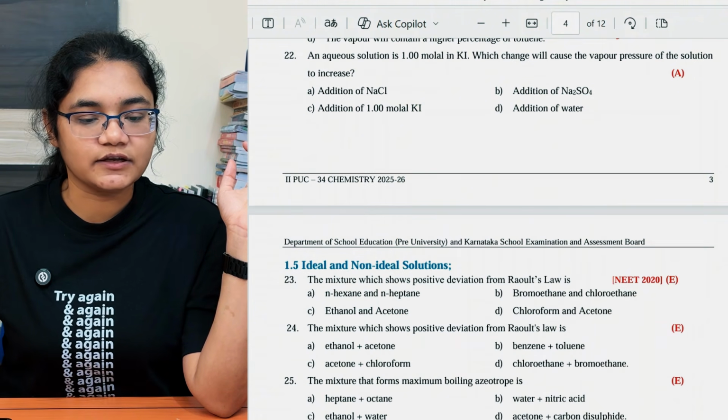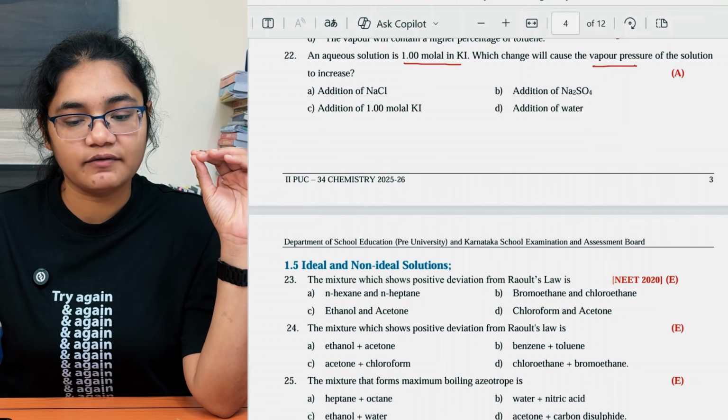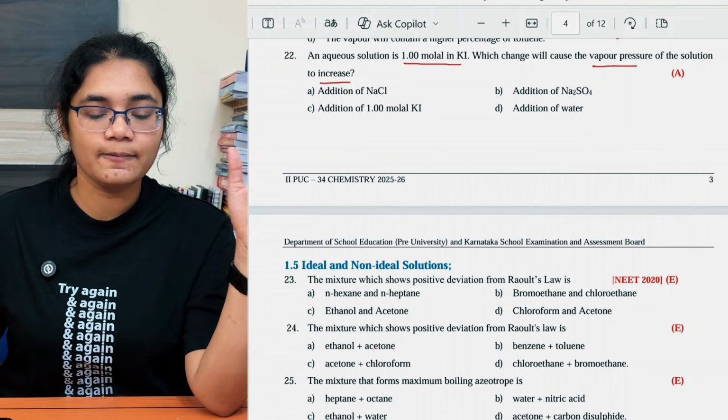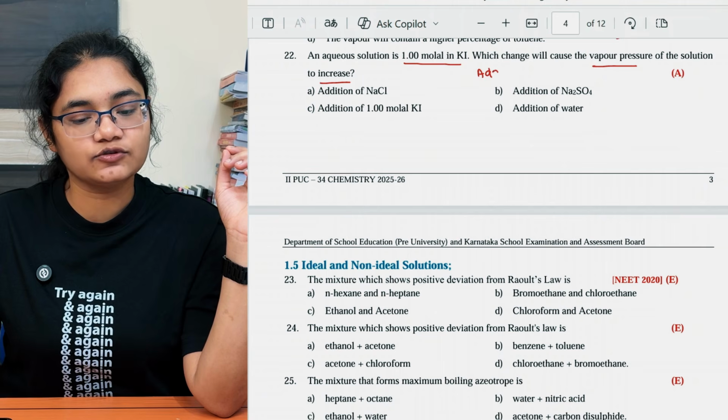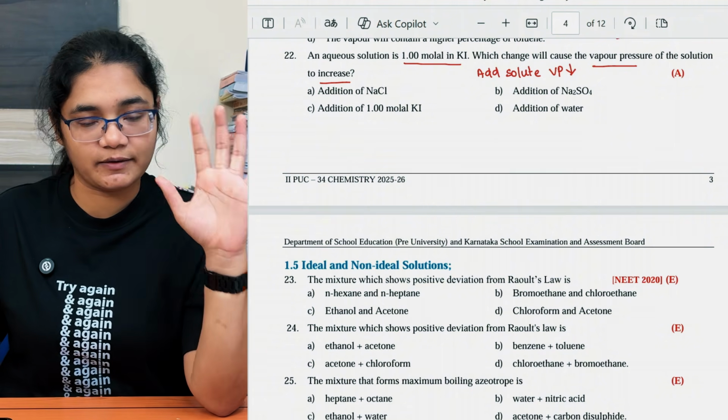Next, an aqueous solution is 1 molar KI. Which change will cause the vapor pressure of the solution to increase? Okay, and we know that when we add a solute, what will happen? The vapor pressure will decrease. On addition of a solute, the vapor pressure will decrease.